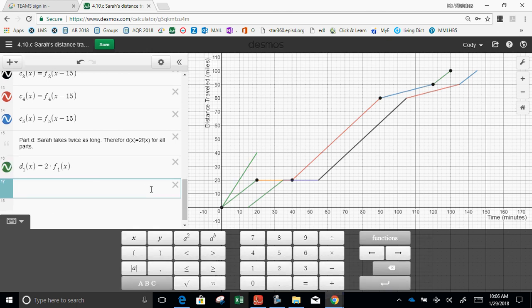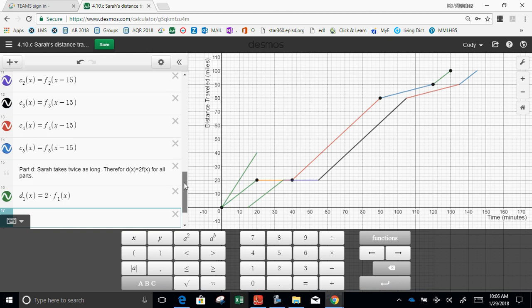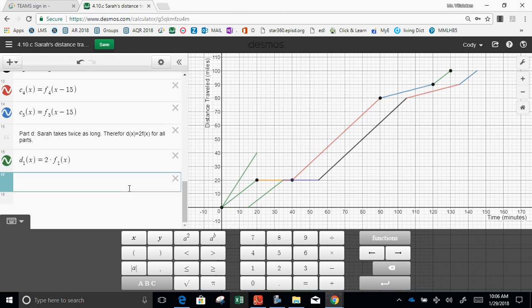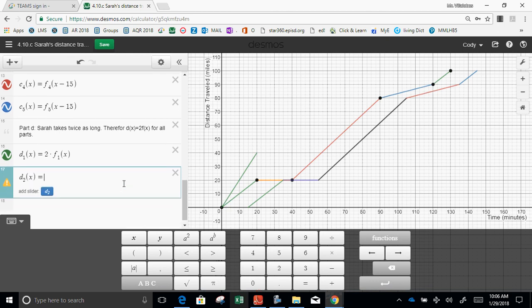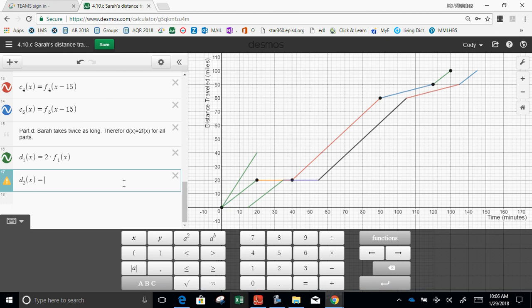This is the next part. I don't remember. I have them right here. So now keep going. D2. Yeah. Okay. So I'm going to go down to D5. Repeat the same pattern all the way to D5. So right now we're doing part D, where she takes twice as long. We just did C. Now we're doing D. We're going to do E and F in a moment. And it'll all be done.